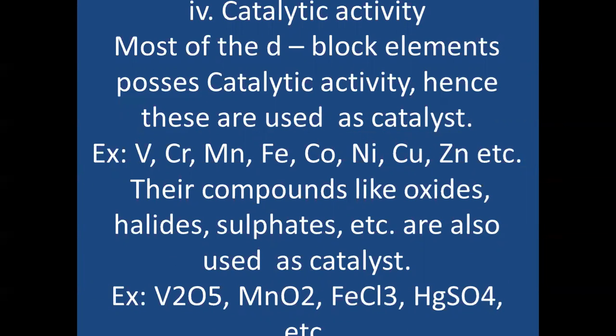The next property of d block elements is called catalytic property or catalytic activity. To understand this, first we have to understand the term catalyst. What is a catalyst? A catalyst is a substance, maybe it is an element or compound, which enhances the rate of reaction when added to the reactants.